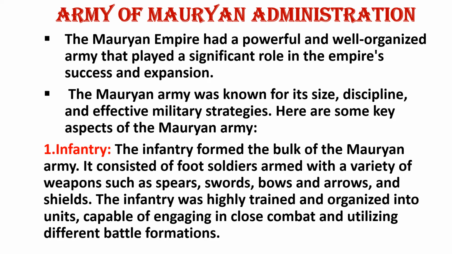First one, infantry. The infantry formed the bulk of the Mauryan army. It consisted of foot soldiers armed with a variety of weapons such as spears, swords, bows and arrows, and shields. The infantry was highly trained and organized into units capable of engaging in close, compact combat, utilizing different battle formations.